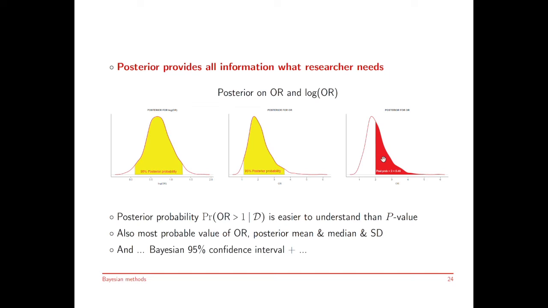With such a posterior density, we get all kinds of derived measures, like the posterior probability that the odds ratio is bigger than 1, which relates to the p-value, but is easier to understand. But we can also get the most probable value for the odds ratio when we read off the value where that posterior density is maximal, the posterior mean, median, and standard deviation. And as I already said, the Bayesian 95% confidence interval.